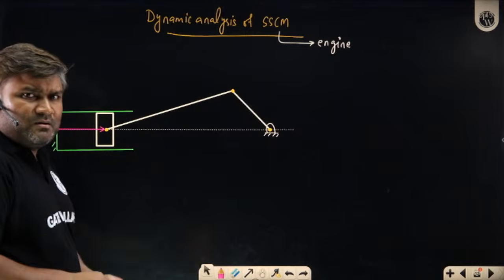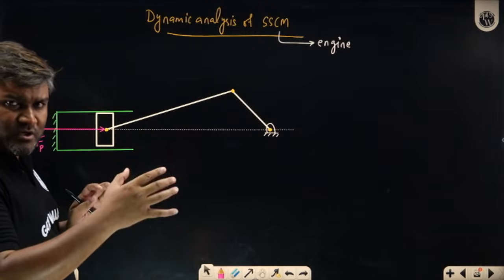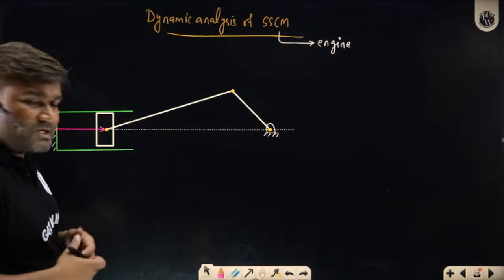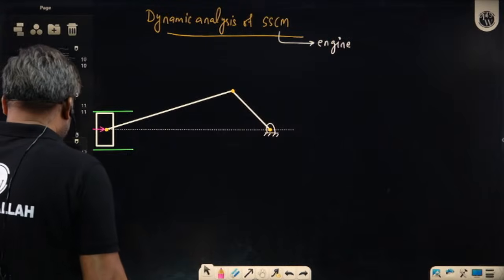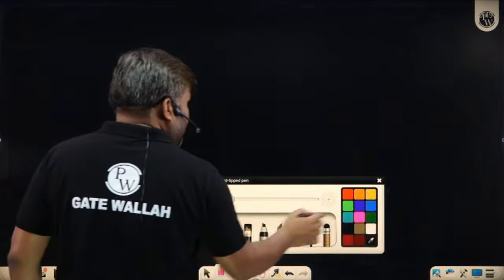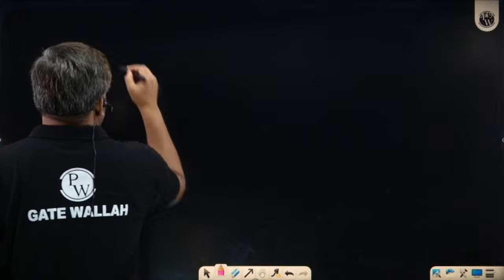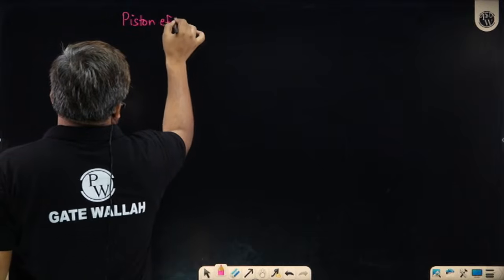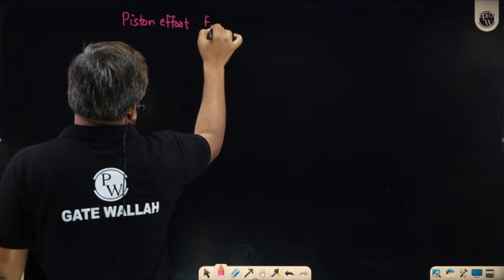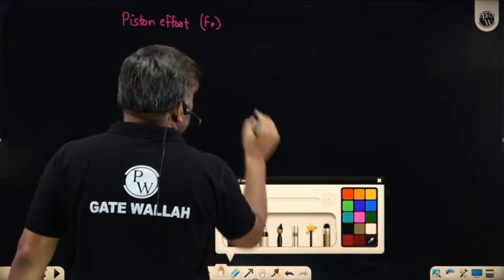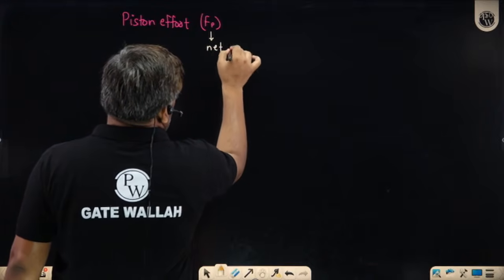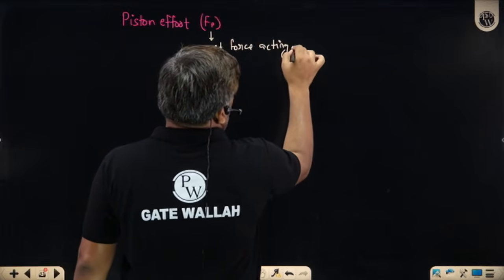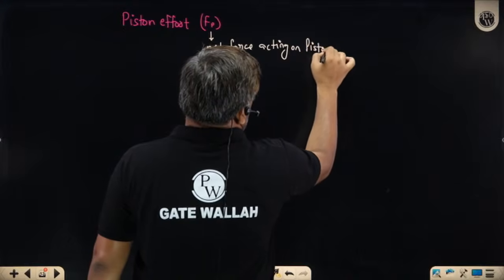I will not solve any question here, but let me just give you a brief idea. If they ask you to calculate the piston effort, what does it mean? Piston effort is the net force acting on the piston. First of all, it is piston effort, F_P, I'm denoting this. It is called the net force acting on the piston.